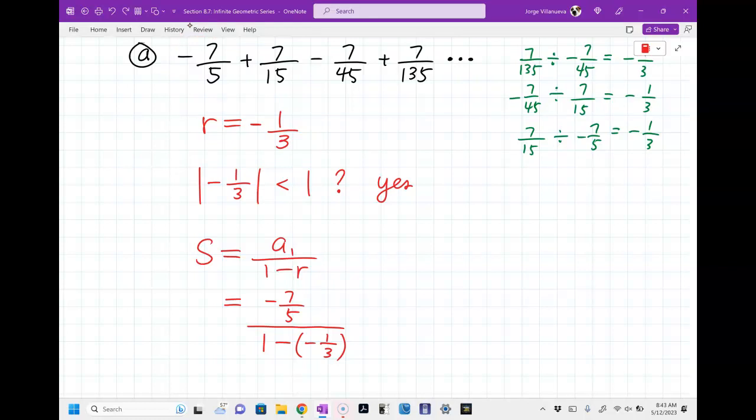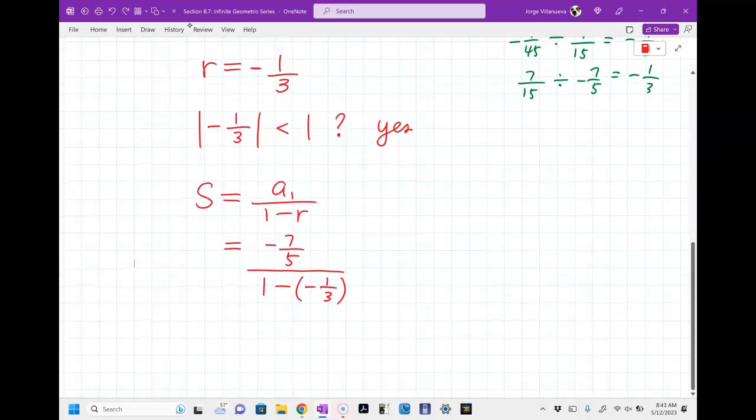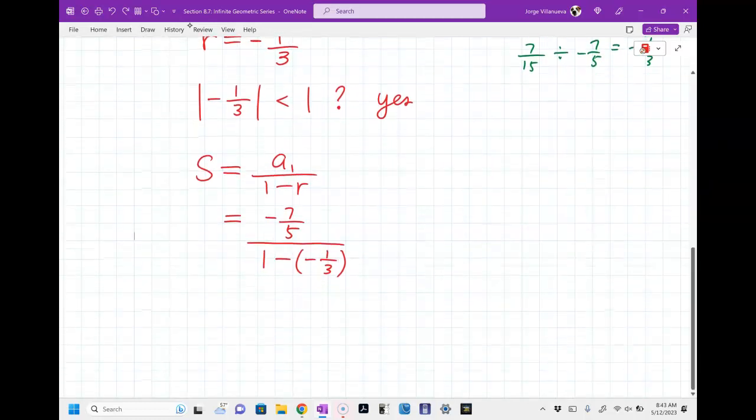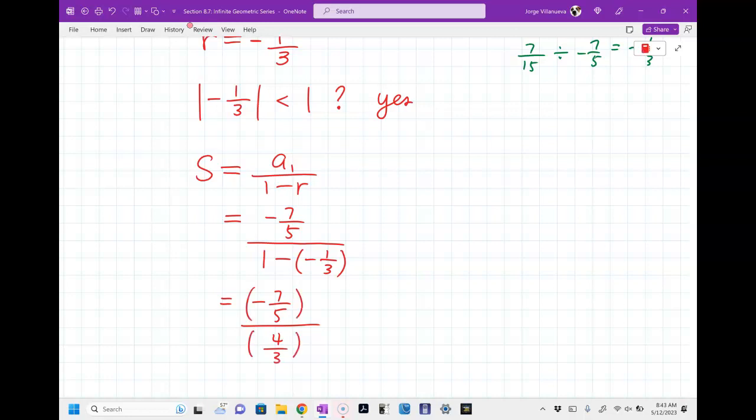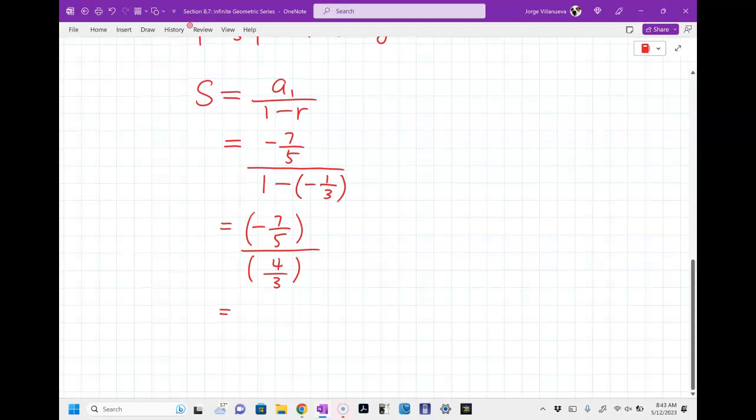Okay, you don't have to do all this stuff in your head. Just write it out. Use your calculator. I'm going to simplify the bottom really quick. Negative 7/5. 1 minus a negative 1/3. That's 1 plus 1/3. That's 4/3. So whenever you have a fraction divided by a fraction, you multiply by the reciprocal of the bottom fraction.